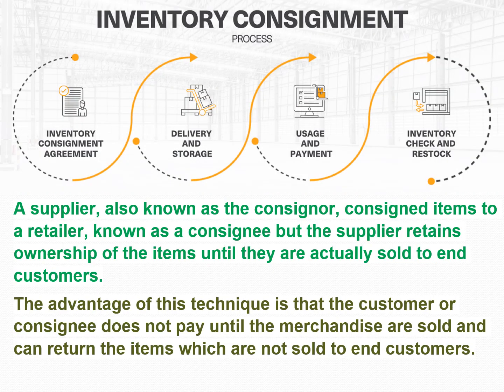Another technique is called consignment inventory, and it refers to a process by which a supplier, also known as the consignor, consigns items to a retailer known as the consignee, but the supplier retains the ownership of the items until they are actually sold to the end customer. The advantage of this technique is that the consignee does not have to pay until the merchandise is sold, and you can also return those items which are not sold back to the consignor.